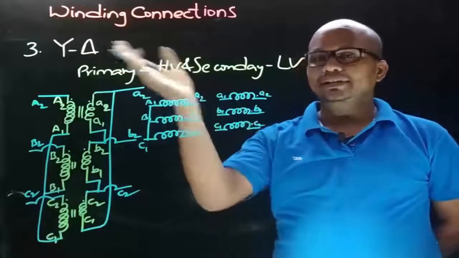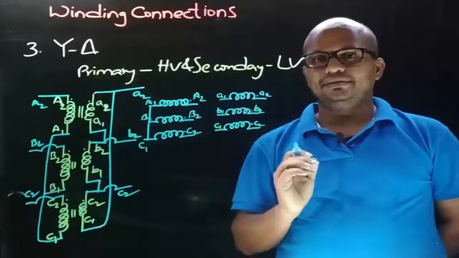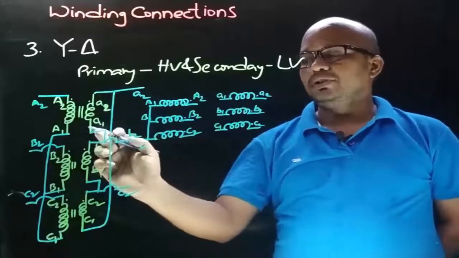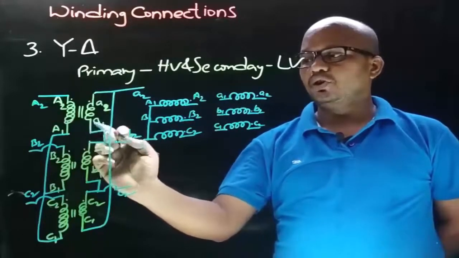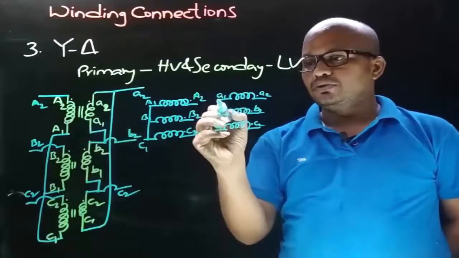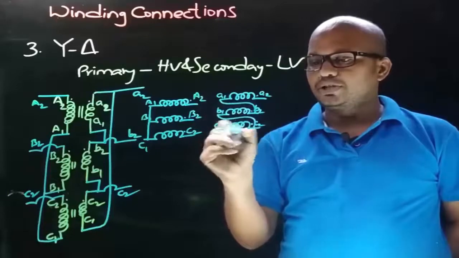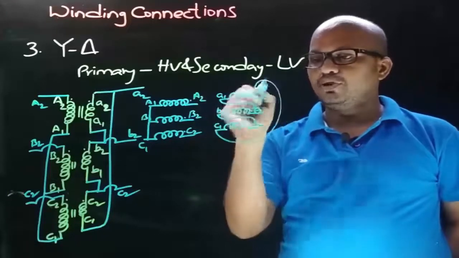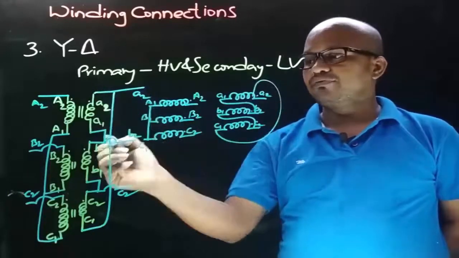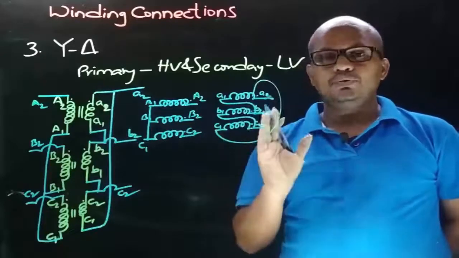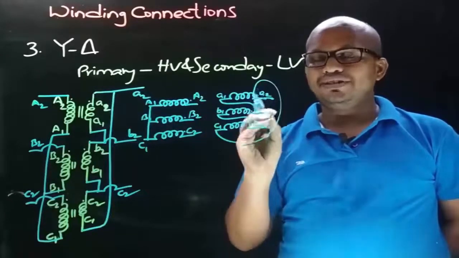Now let's obtain the delta connection on secondary side. So observe that here we got the delta connection by joining the non-dot end terminal with dot end. So non-dot end terminal with dot end, and non-dot end terminal with dot end, and we are taking the connections from dot ends. So this is how the delta connection is obtained on secondary side.